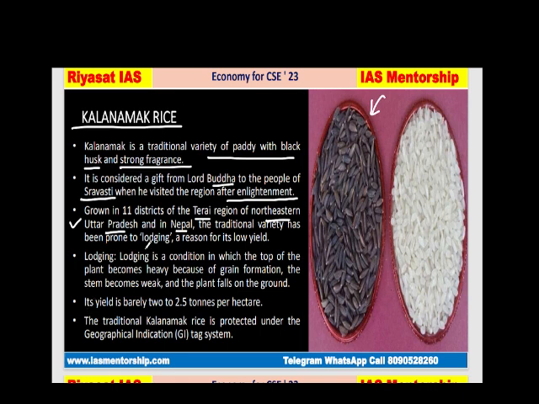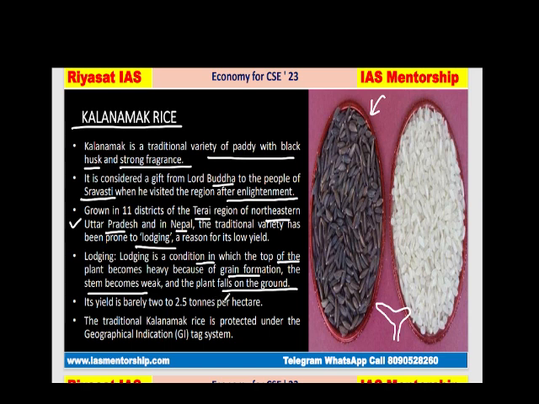Now, एक threat है इस rice को, that is your lodging. What is lodging? Lodging is a condition in which the top of the plant becomes heavy because of grain formation and the stem becomes weak and the plants fall on the ground. Basically क्या हो रहा है? जो ऊपर का है इसका पार्ट वो बहुत ज्यादा हैवी होने की वजह से ये जो प्लांट है that is falling down. It's a natural process. We cannot do anything. We can only provide support.